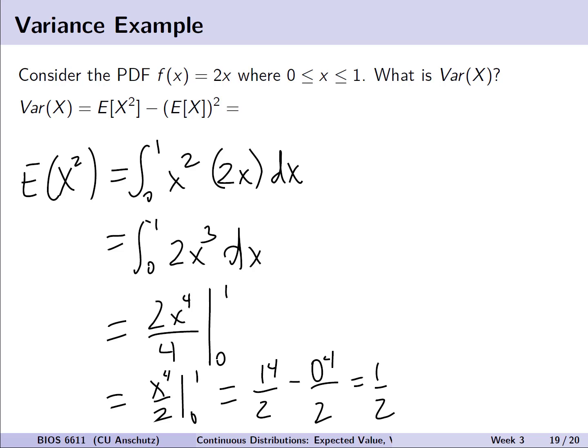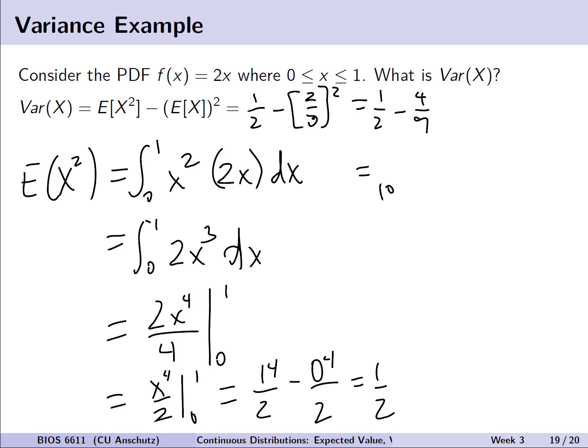Now, don't forget we can't actually stop here. We have to go back and plug this into our formula for the variance of x. But we see here that we'll have 1/2 minus our 2/3 from the previous slide, which is going to be squared based on our formula. So we really have 1/2 minus 4/9.